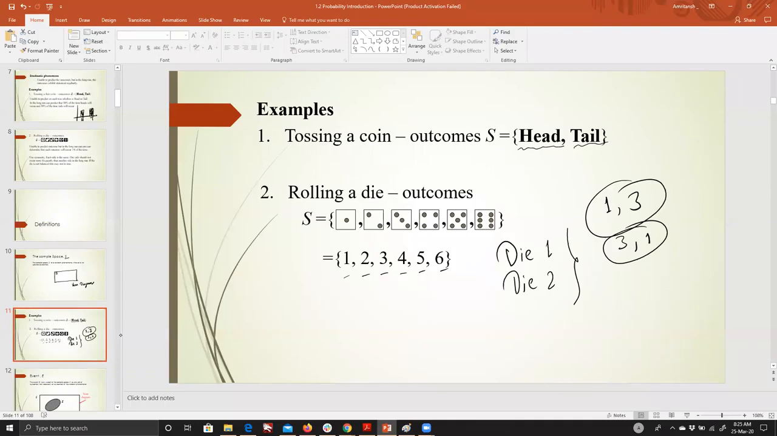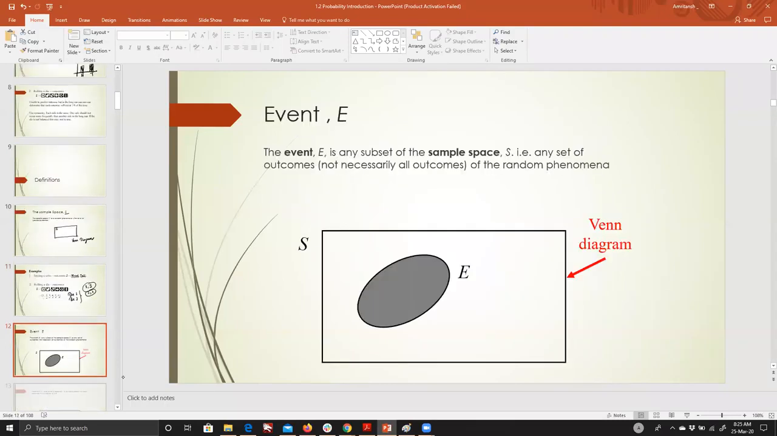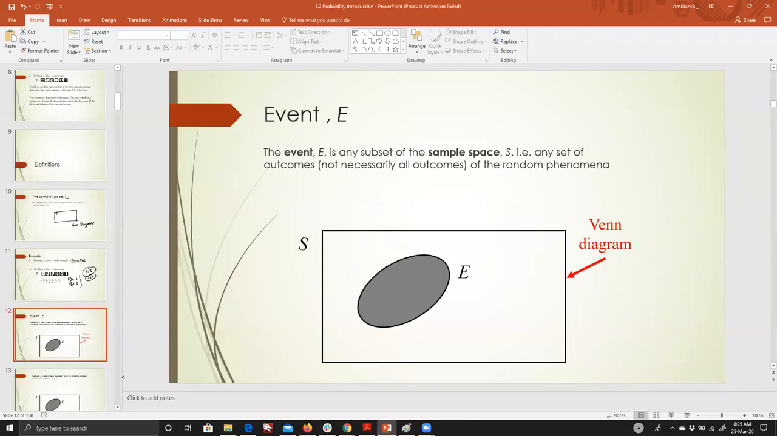And okay, so this is sample space S. What is event E? The event E is any subset of the sample space. Remember, it should be a subset of the sample space. Any set of outcomes, not necessarily all outcomes of the random phenomenon. So it's kind of some area inside the sample space, as you can see in this Venn diagram itself.